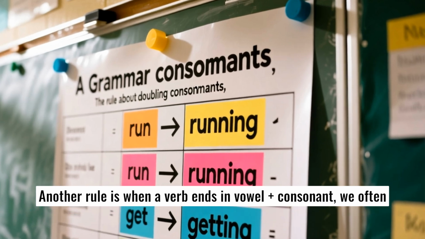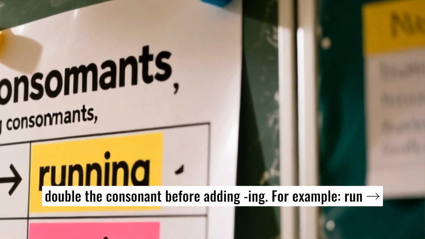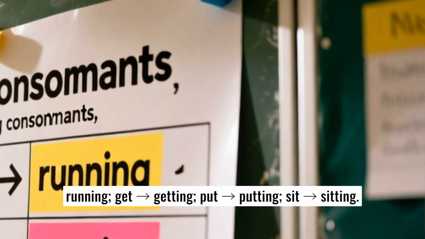Another rule is when a verb ends in vowel plus consonant, we often double the consonant before adding ing. For example, run, running; get, getting; put, putting; sit, sitting.